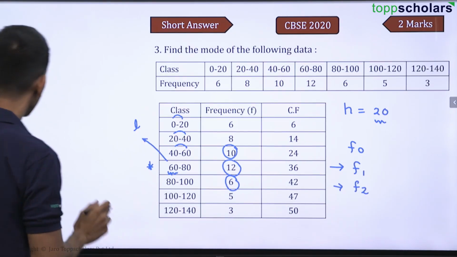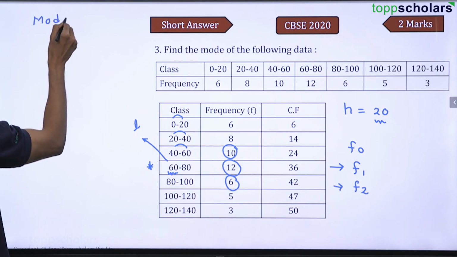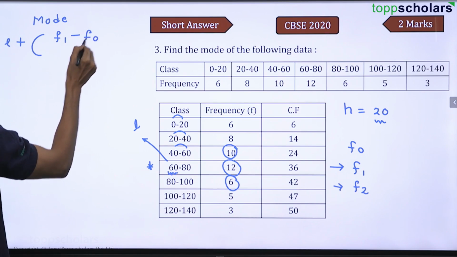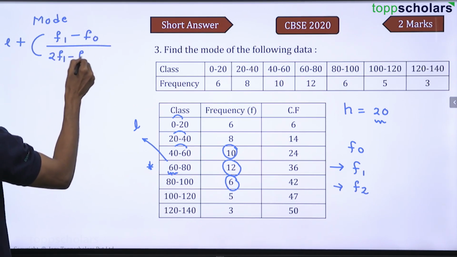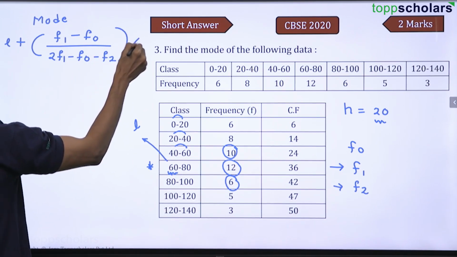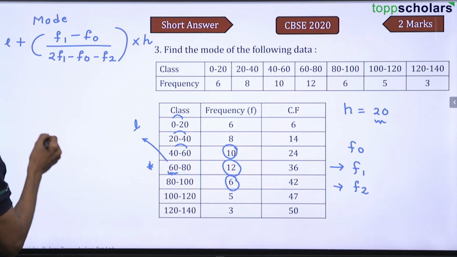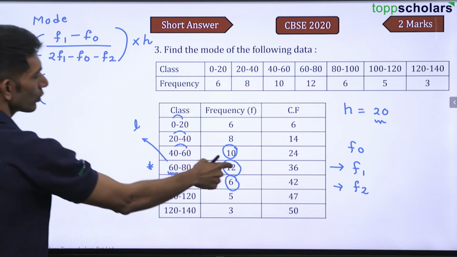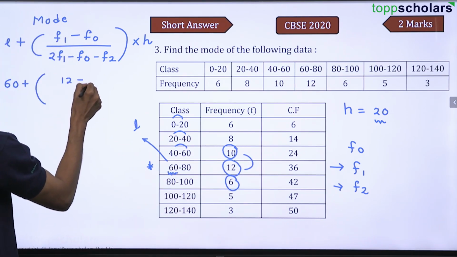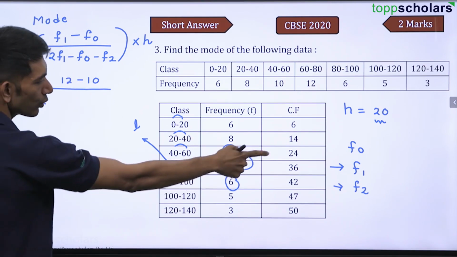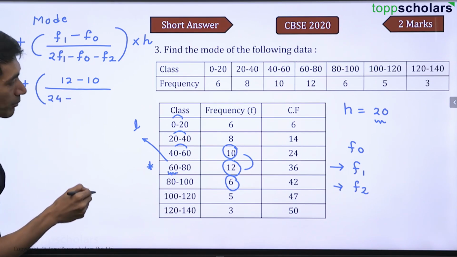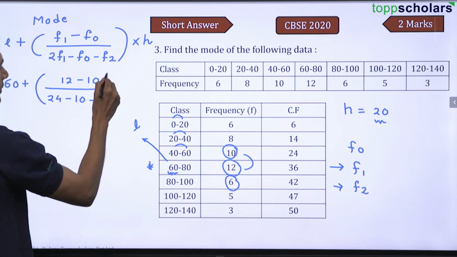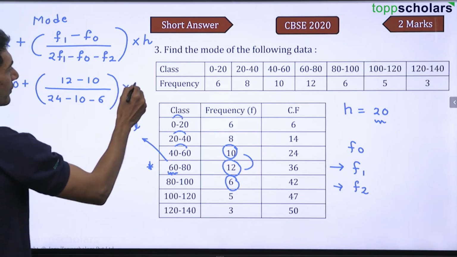So here, can we find out the mode now? The mode is given by L plus F1 minus F0 by 2F1 minus F0 minus F2 into H, that is equal to, so here I have 60 plus F1 minus F0, so 12 minus 10 by 2F1, 2 into 12 is 24 minus F0, F0 is 10 minus F2, F2 is 6 into H, H is the class width which is 20.